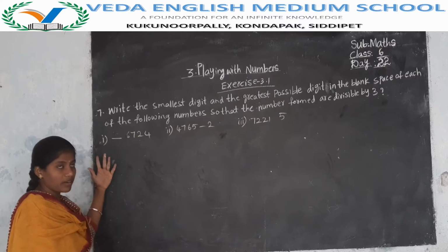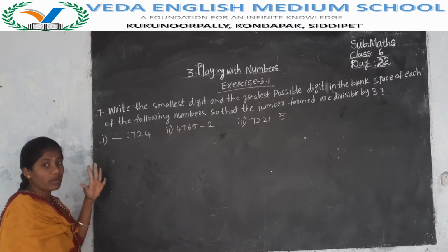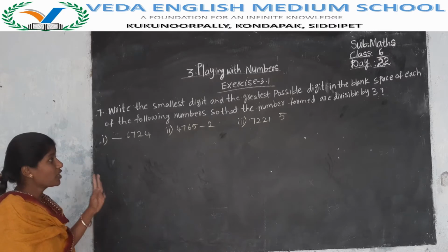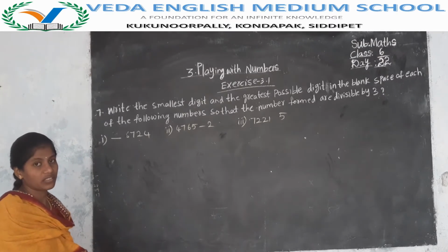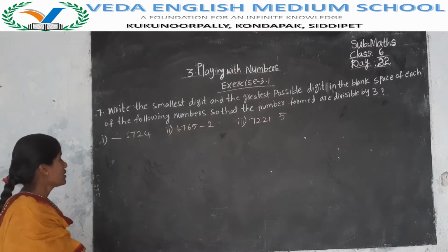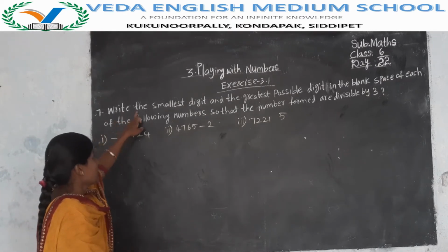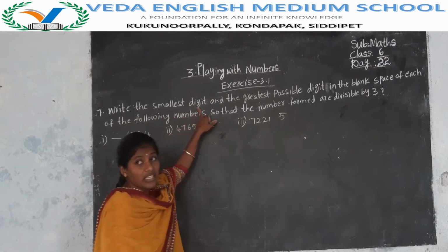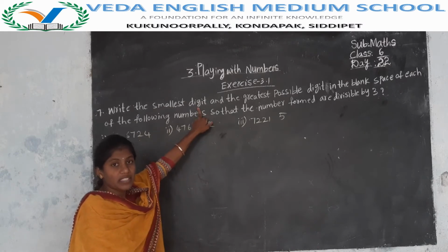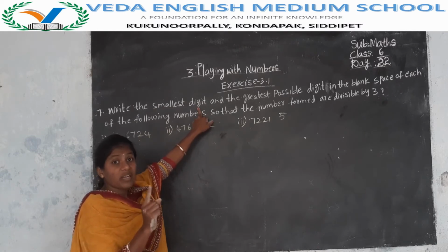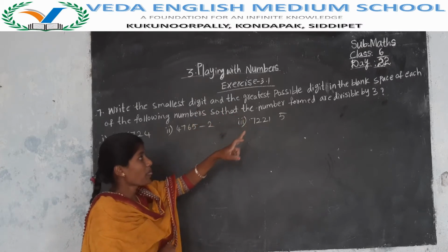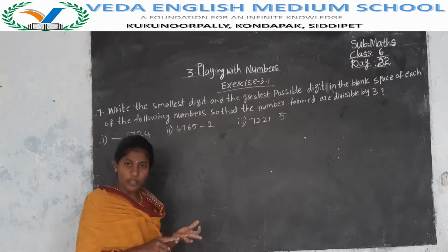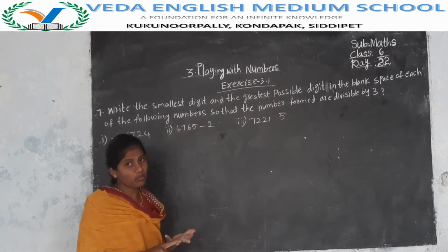After we write the digit, the number must compulsorily be divisible by 3. The number should be divisible by 3. Then which number do we have to write? Read the question once again: write the smallest digit. They are saying digits, they are not saying numbers. Digits means one-digit numbers; numbers are two digits. So the smallest possible digit and the greatest possible digit, both we have to write.